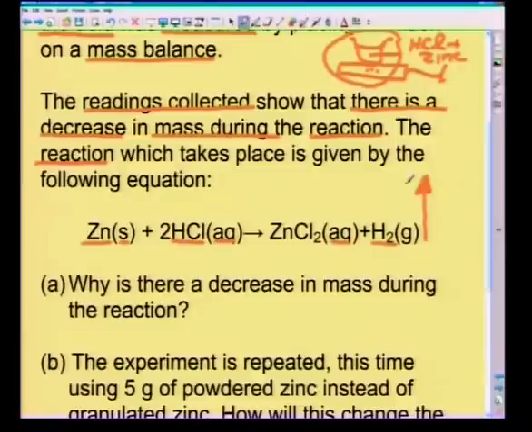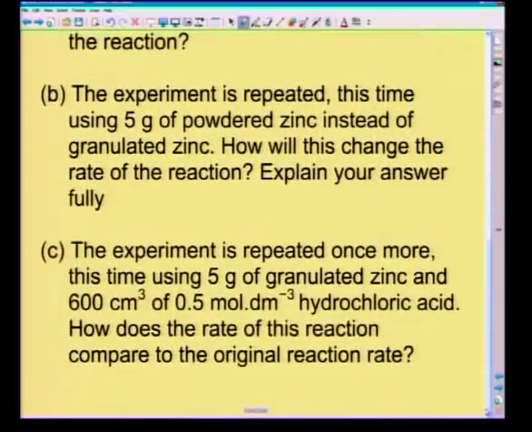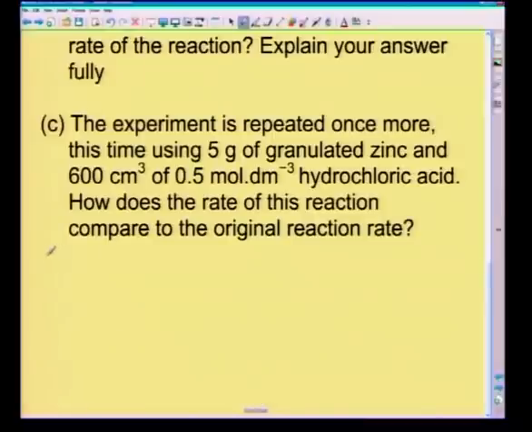All right. Now, first question, why is there a decrease in mass during the reaction? Why are we seeing a decrease in mass? This meter here shows us a decrease in mass. Well, the answer is exactly what I have explained in terms of hydrogen. Remember, one of the products is hydrogen, okay? So the H2 gas, it's escaping into the atmosphere because the container is open.